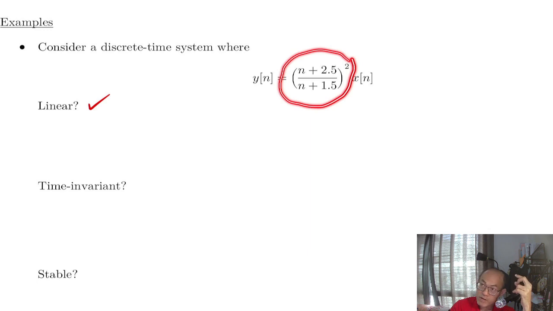the scaling that you multiply to x depends on n. Let's say if n is equal to 0, then the scaling factor would be 2.5 over 1.5 squared, right? But if n is 1, the scaling factor would be 3.5 over 2.5 squared. So the scaling factor depends on n. Hence, the behavior of the system depends on n as well. So it is not time invariant because the behavior depends on n.